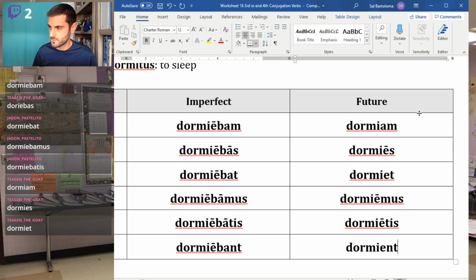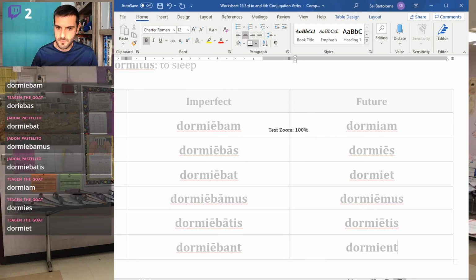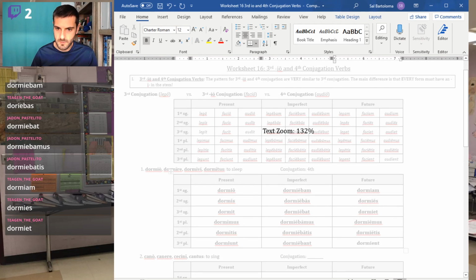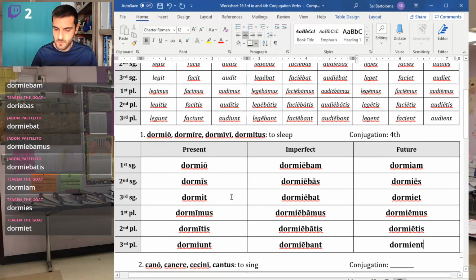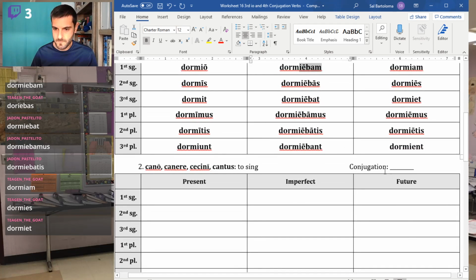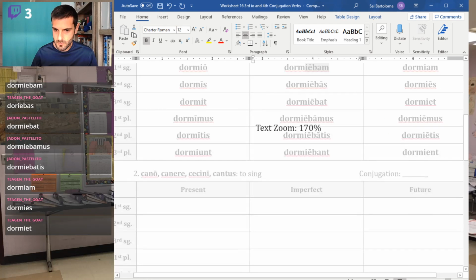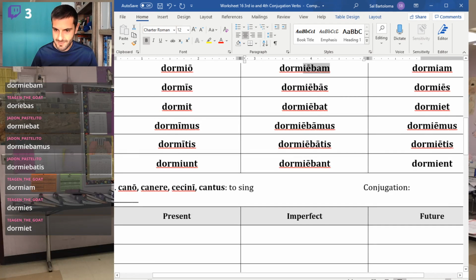Excellent. Okay. So let's zoom out on that a little bit. I don't understand what's going on with my Microsoft Word. It's never done this before. There we go, in all of its glory. Dormio, dormis, dormit, dormimus, dormitis, dormiunt. And then we have iebam, iebas, iebat, and then iam, ies, iet. So if I zoom in, what's it going to do? Why is it doing that?